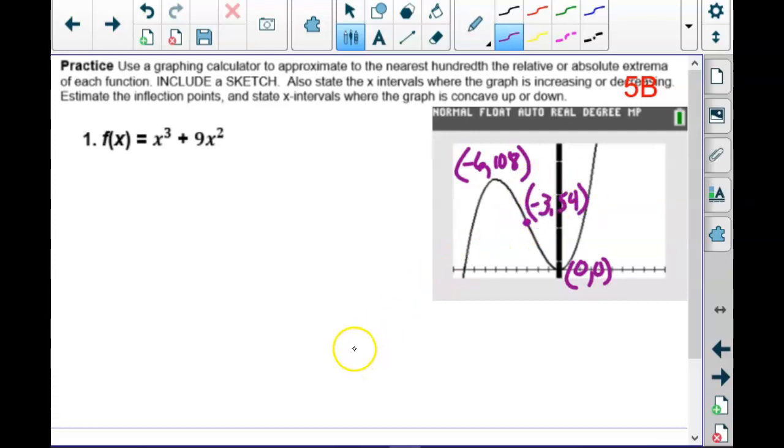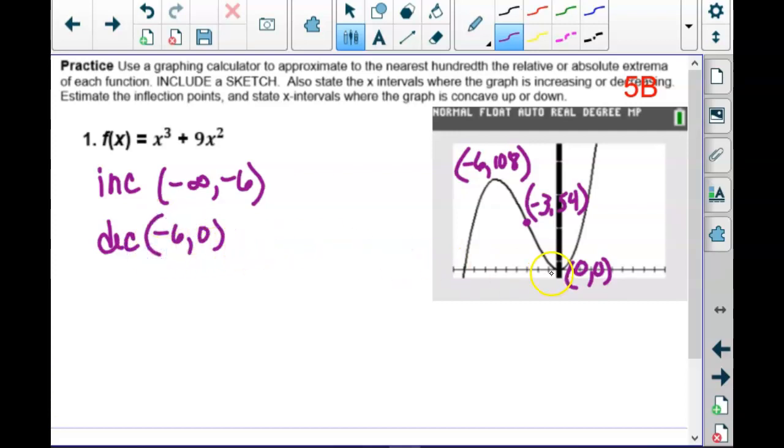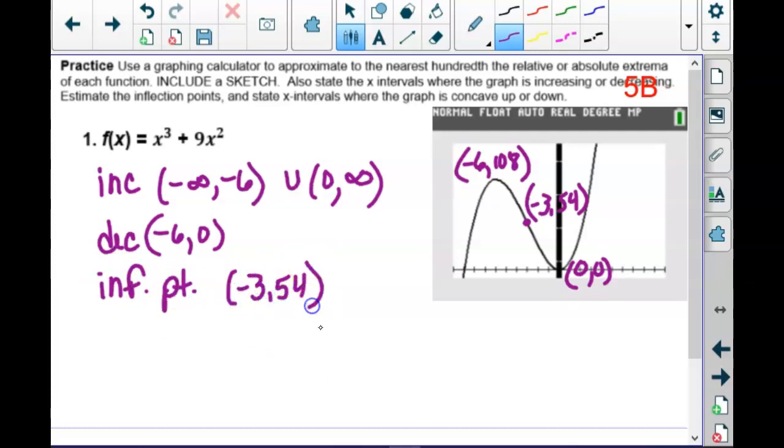All right, do we need to do increasing and decreasing, so you know the difference between that and concavity, one more time? Increasing coming from the left from negative infinity until the max. Then it is decreasing from the max to the min. And then it is increasing again from the min to the right. But if the inflection point we estimated was at negative 3.54, and I think on the homework there's a couple where you have to estimate the inflection point, and I don't care if it's a decimal or you just pick a nice number.